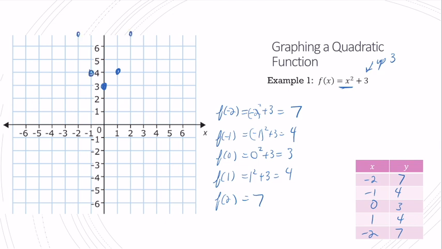This is my new graph. I could think of this as my original graph, but every point's been shifted up 3. So this is my parent function.